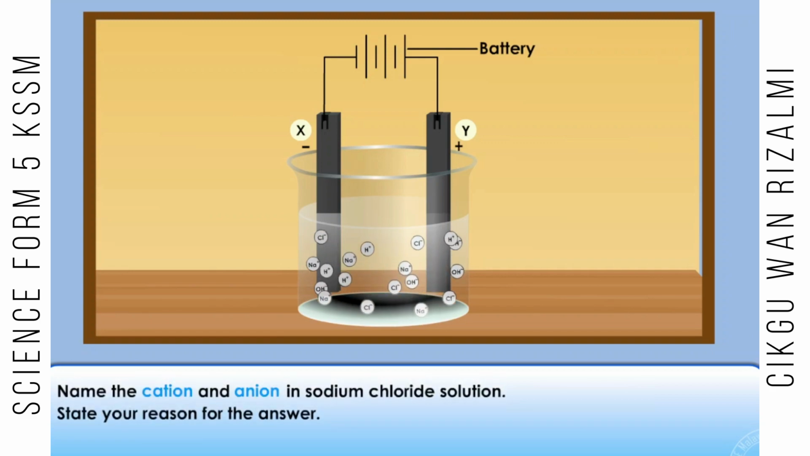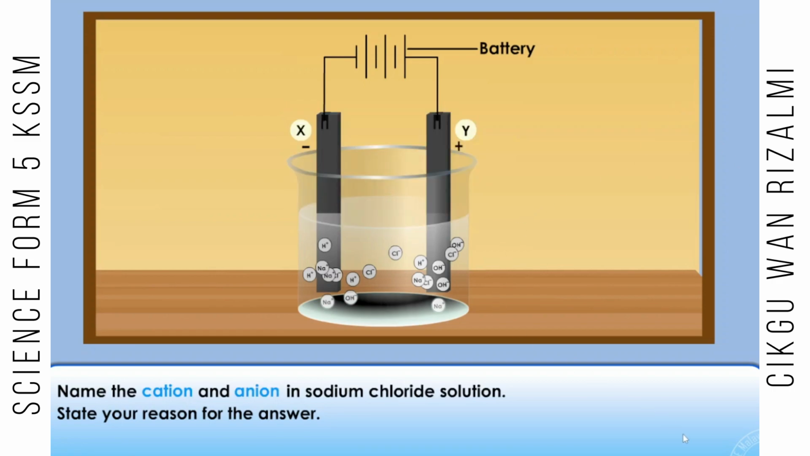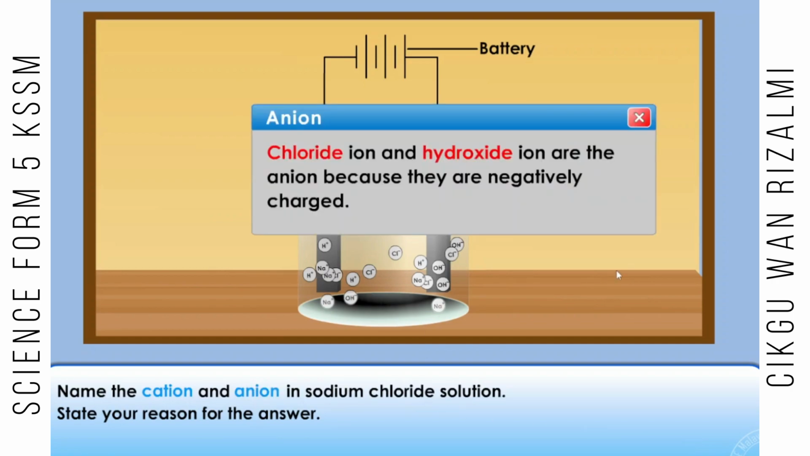Name the cation and anion in sodium chloride solution. State your reason for the answer. Sodium ion and hydrogen ion are the cations because they are positively charged. Chloride ion and hydroxide ion are the anions because they are negatively charged.